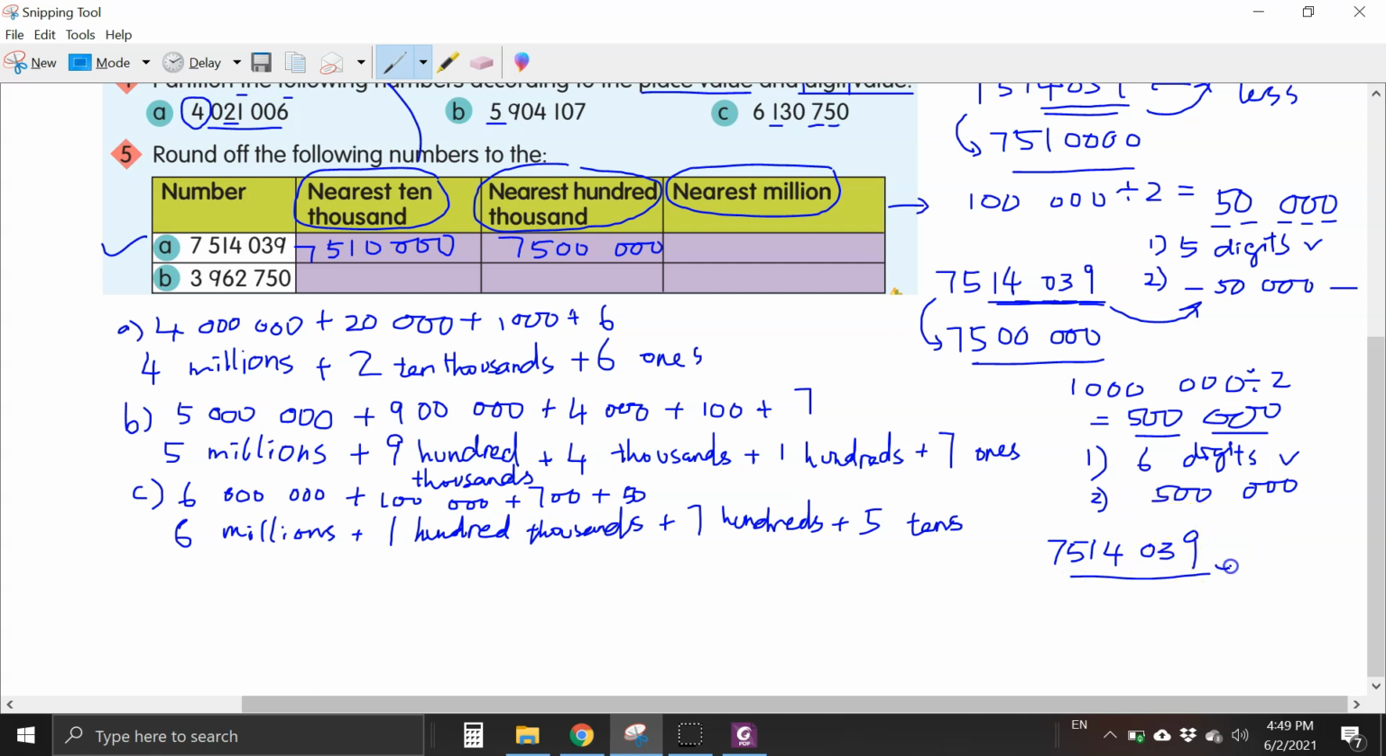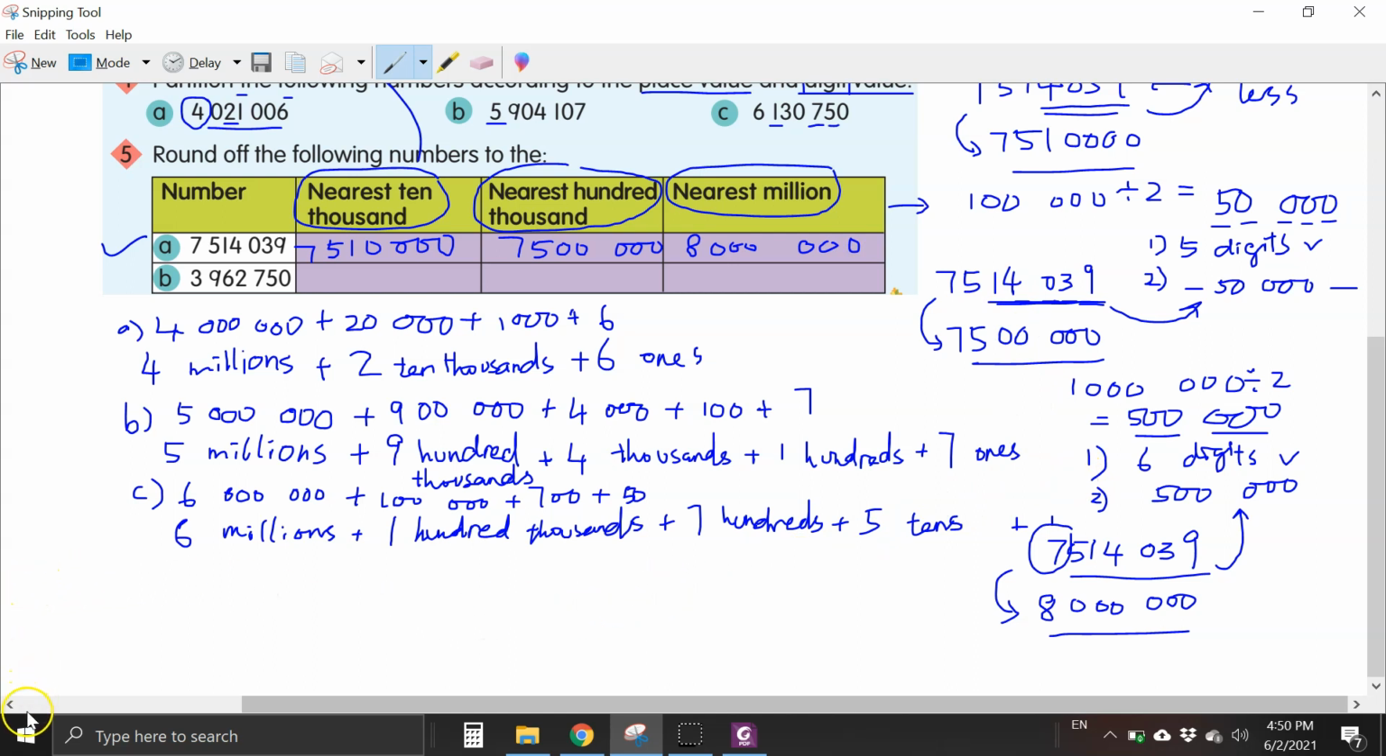Okay. Now we compare it. Is it more or less than 500,000? The answer is more than. Alright, 514,039 is more than. So when it is more than, we have to plus 1 to the number in front. So 7 plus 1 is 8. All the other 6 numbers, we change it to 0. So the answer is 8 million. Okay, 8 million.